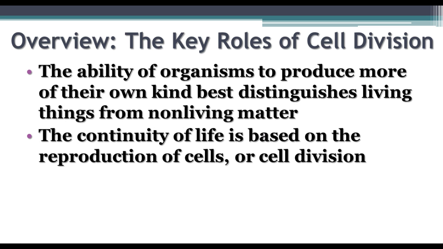These are AP Biology notes on Chapter 12, which is the cell cycle and cell cycle control. So remember that one of the characteristics that all living things share is the ability to reproduce, and to reproduce more of their own kind. And so that's what cell division is all about, basically, the continuity of life, or cell division.